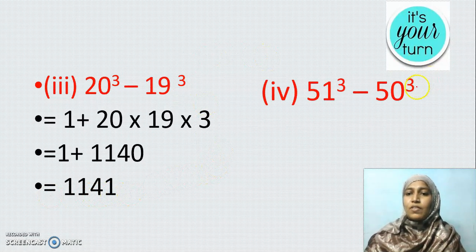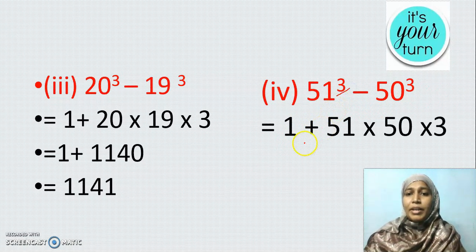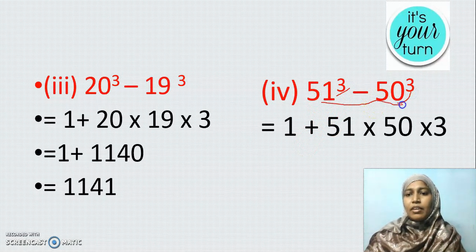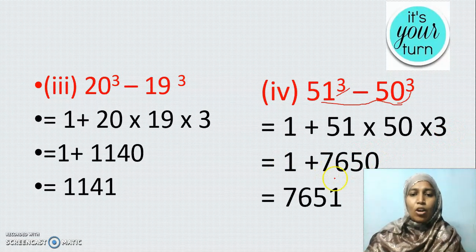Again one more try. 51 cube minus 50 cube. What is the first thing I should do? It is about cubes, my dear children. 1 plus 51 into 50 into 3. Is it clear? Multiply 51 into 50 into 3. What do you get? 7650. If I add 1 along with that, I get 7651.